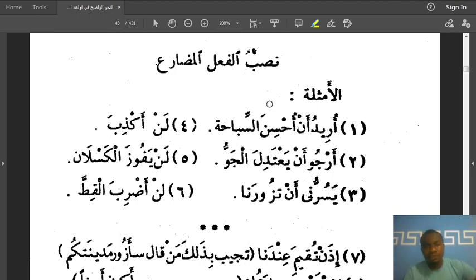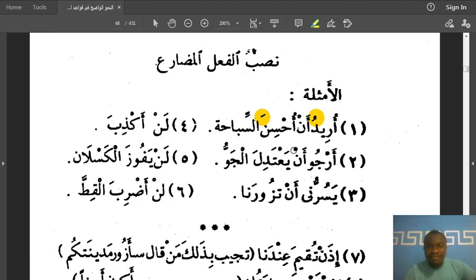Al-amthila, examples. Uridu, and here we note that Uridu ends with Dhamma. I think that is very clear for us. It is a present tense verb, I want. And Uhsina, Uridu is a present tense verb. Uhsin is also a present tense verb. But we realize Uridu ends with Dhamma, Uhsin ends with Fatha. Uridu an uhsina as-sibaha. I want to perfect swimming. As-sibaha is swimming.